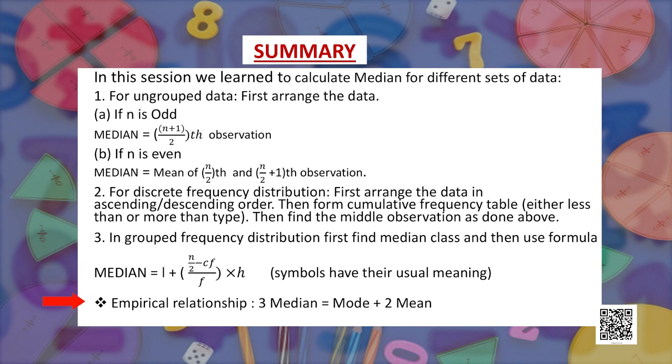We have also seen the empirical relationship among three measures of central tendency: mean, mode and median. The relationship is 3 times median is equal to mode plus 2 times mean.